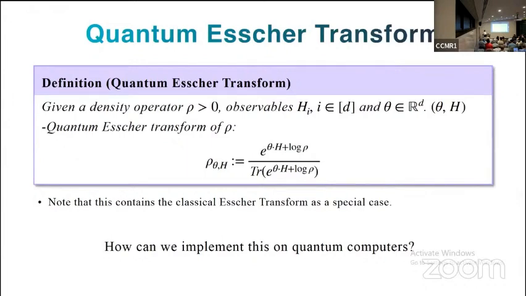So now we have the theoretical construction of the quantum Esscher transform. How do we put it into practice? For the next key step, the question is: how can we implement this on quantum computers?